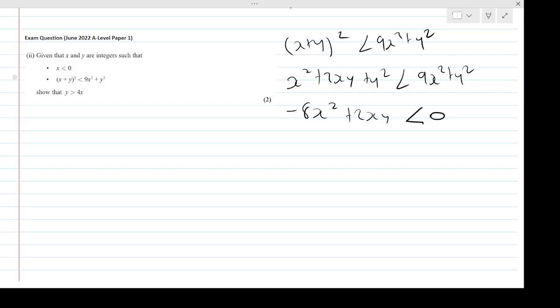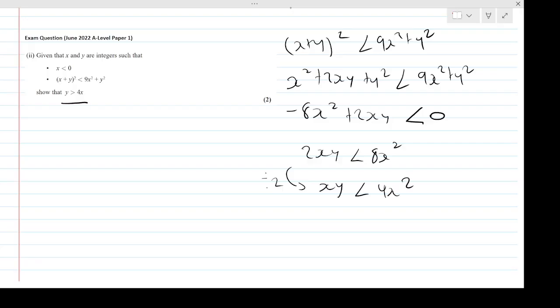So I need to show that y is greater than 4x. Now, again, this is kind of like rearranging for y, isn't it? Y in terms of x. We're going to do that then. So if we want to get y on its own, let's add the 8x squared back to the other side to get 2xy is less than 8x squared. Then I can divide by 2 to get xy is less than 4x squared.